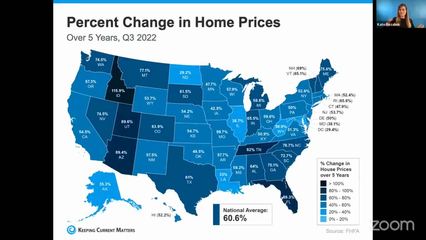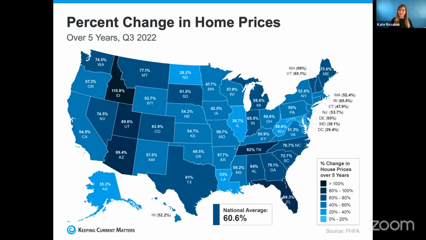And I think this map, we've got a lot of maps today, and I love them so much because they're so powerful. If you look at the percent change in home prices, this is just over the past 5 years. The national average is that home prices have gone up 60.6%. This is according to FHFA. Some states much more than that. There's a lot of equity out there.